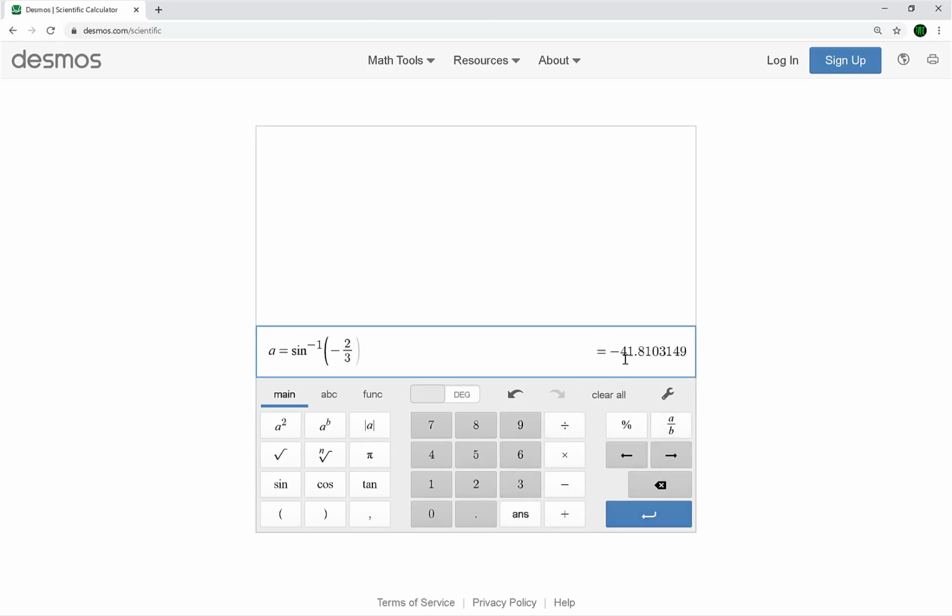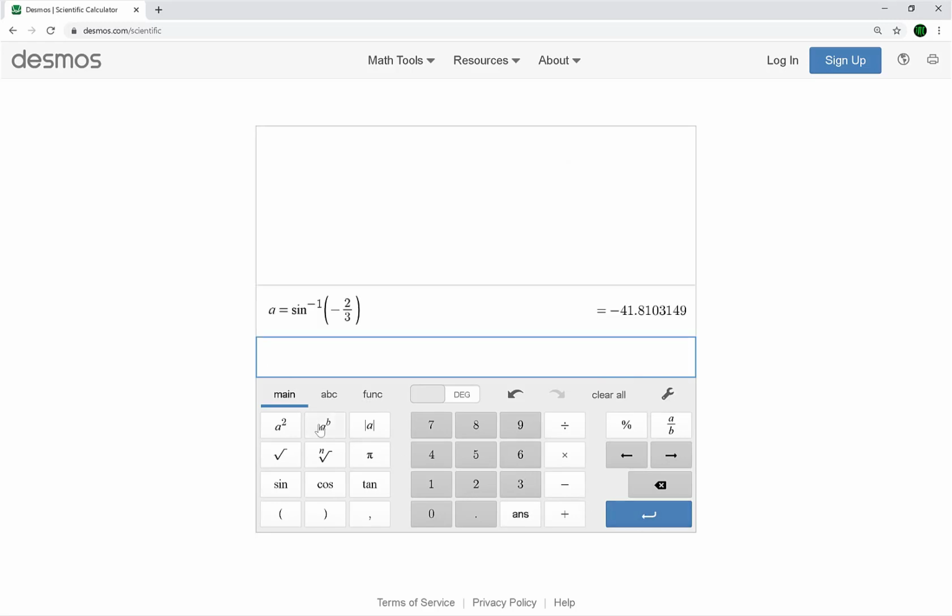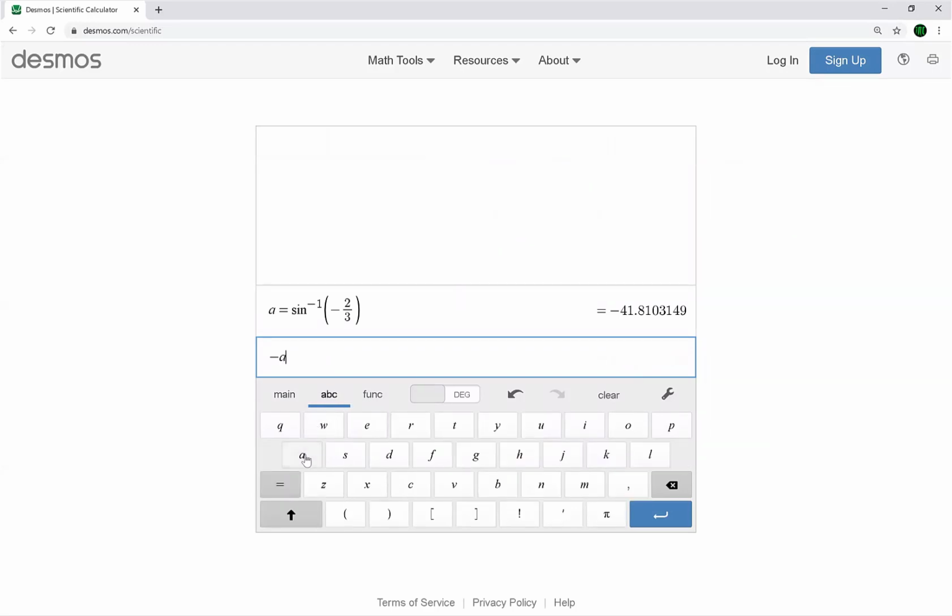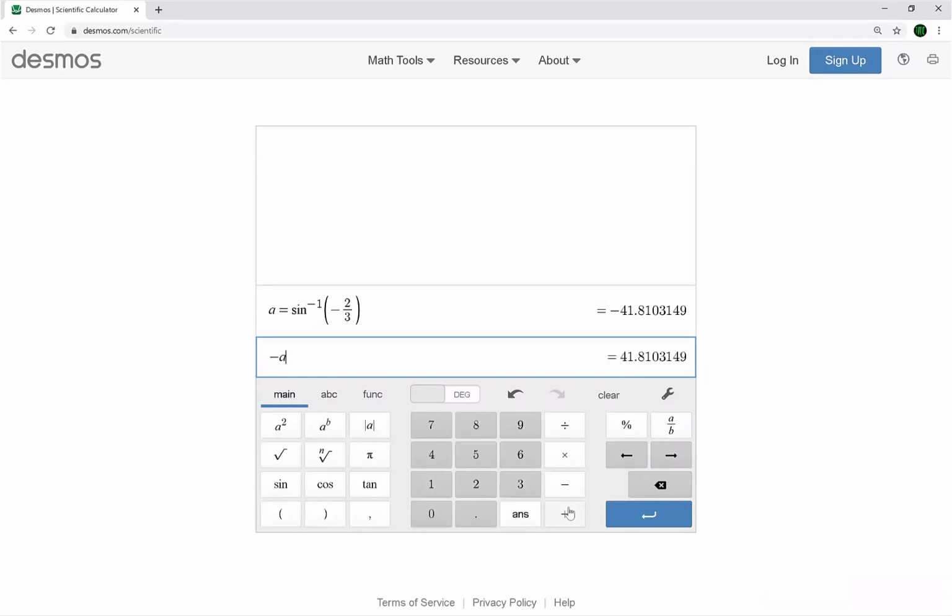So negative 41.81. I'm going to add 360. I'm going to do that on the next line. So here we go. I'm going to put negative A, and I'm going to go plus 360. Hey, why did I do negative A? That's wrong. I'm going to go A plus 360 because I was thinking it was cosine. There it is. So that's one answer. 318.2. The plus minus is only for cosine, not for sine.